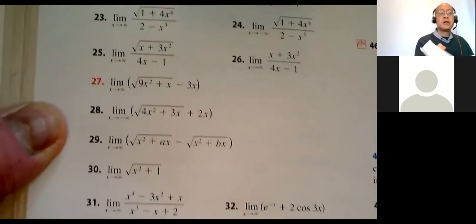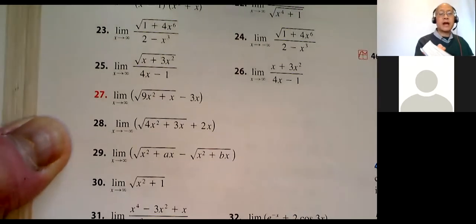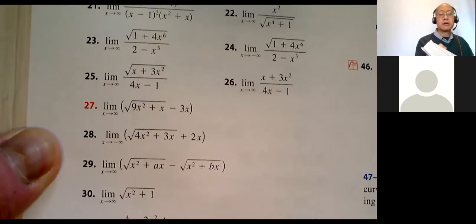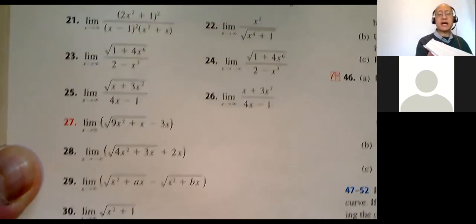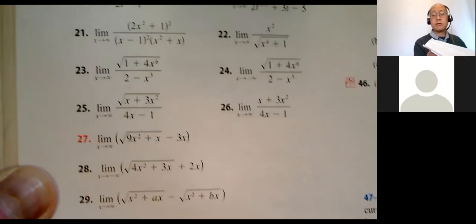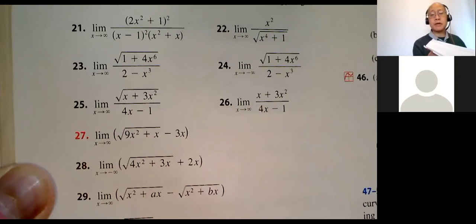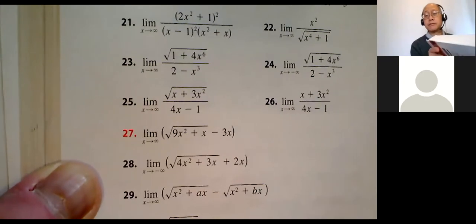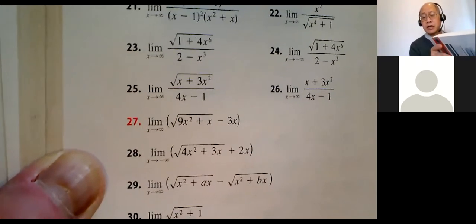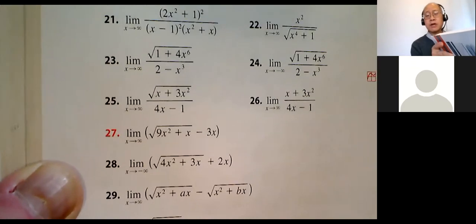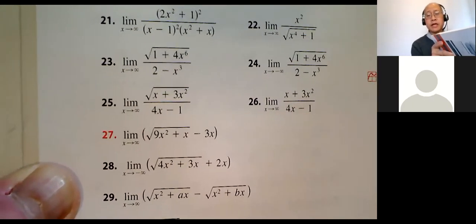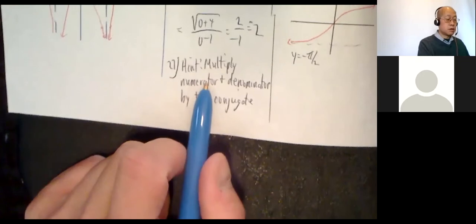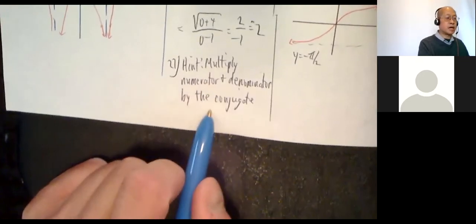Number 27: limit as x approaches infinity of radical 9x squared plus x minus 3x. My hint is to multiply top and bottom by the conjugate. So the conjugate will be the square root of 9x squared plus x plus 3x, top and bottom. Is that right? And you probably do the same kind of thing for something like 29. So multiply numerator and denominator by the conjugate.